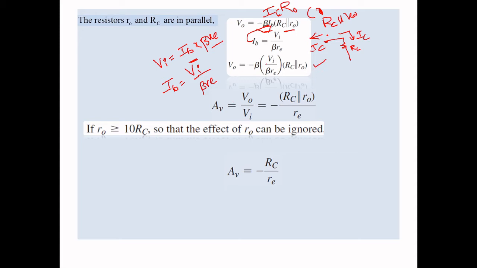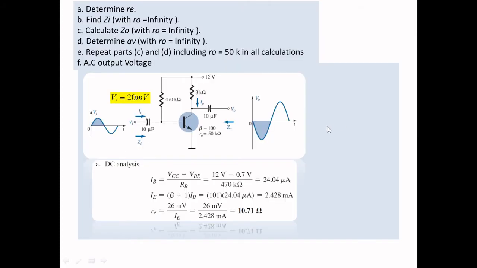Now we want to find your voltage gain, so you want to bring Vi down. That is the ratio of output voltage to input voltage: minus RC parallel to r naught divided by re. Now again we can come up with some approximation formulas. When r naught is greater than or equal to 10 RC, r naught can be ignored and it can be written as minus RC divided by small re. So this is your derivation part.